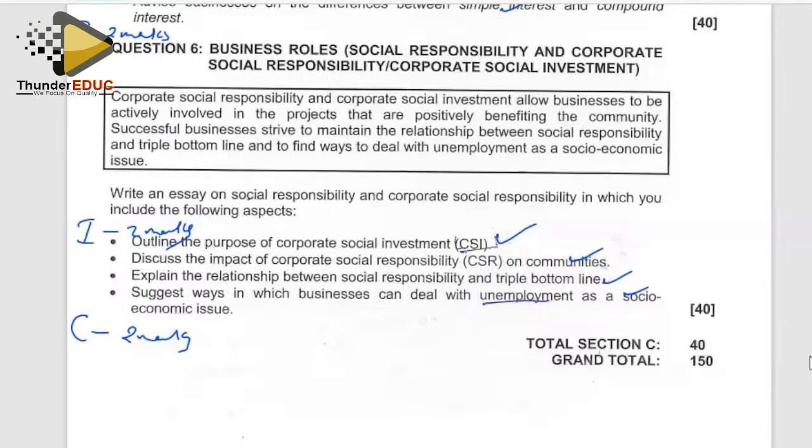Okay, right. So now let's check how best we can conclude our essay. We are saying that CSR aims to maximize shareholder value among the business, employees, and customers. Also, businesses may increase their efficiency by ensuring the relationship between social responsibility programs and the triple bottom line.